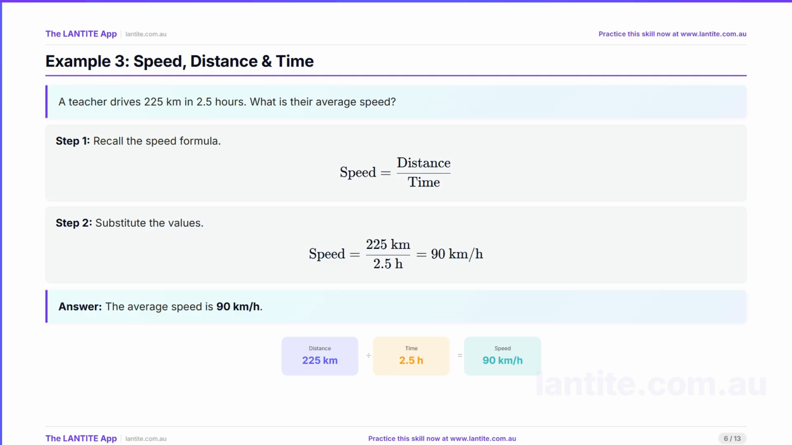Speed is a rate that compares distance to time. A teacher drives 225 kilometers in 2.5 hours. To find the average speed, divide distance by time. 225 divided by 2.5 equals 90 kilometers per hour. On the LANTITE, speed questions often give you two of the three values, speed, distance, or time, and ask you to find the third. The key formula is speed equals distance divided by time, and you can rearrange it as needed.